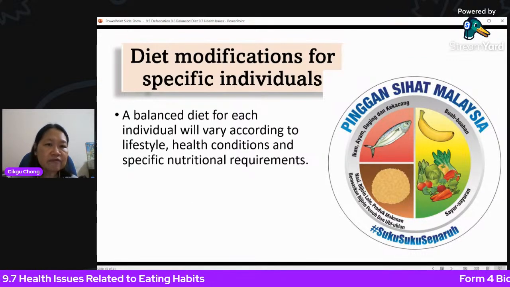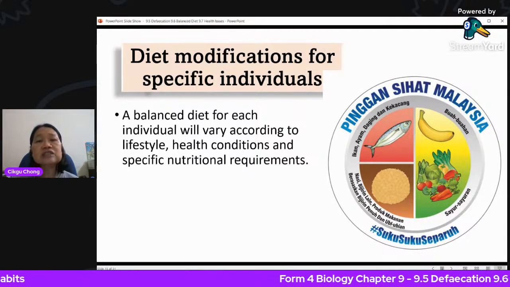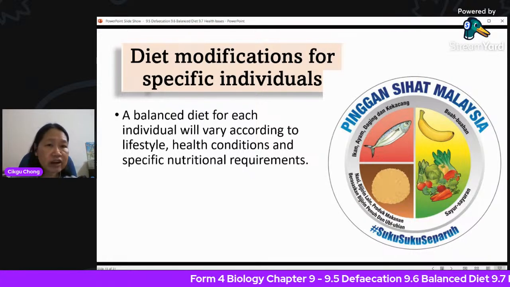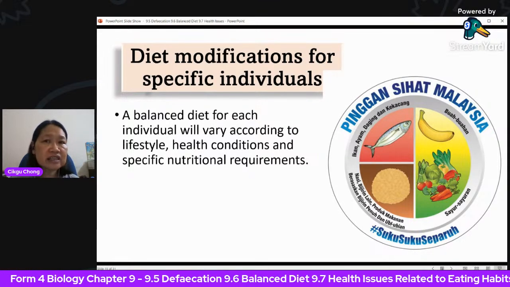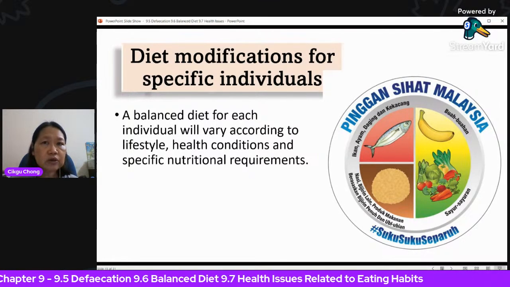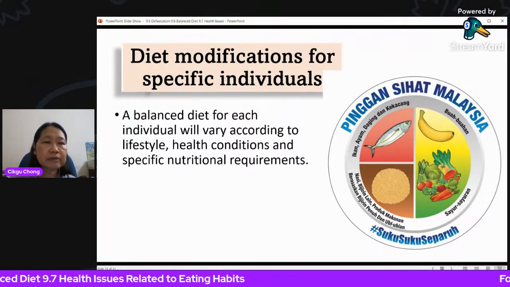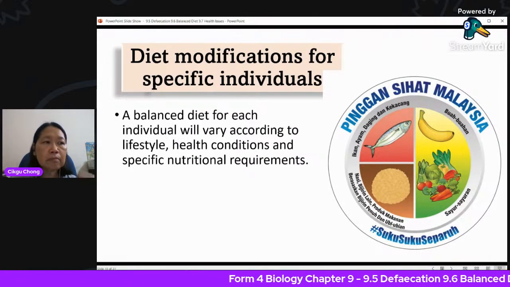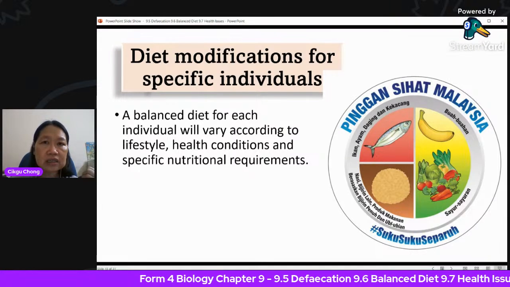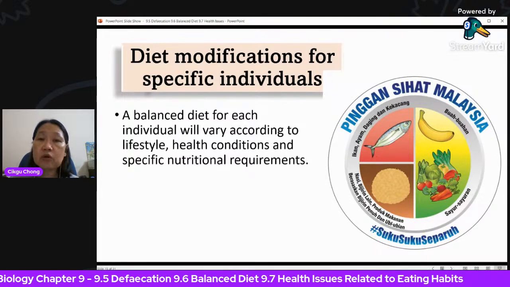Okay, so a balanced diet for each individual will vary, will change according to your lifestyle. Like I mentioned just now, are you very active? If you're very active, you have to eat more carbohydrate. Or are you fighting any disease in your body? Maybe you are a cancer patient. Okay, touch wood, all right? Then you need to eat more protein, because you need to build new cells. You need to make hormones, you need to make these antibodies. You may need more protein. Okay, so your specific requirements.